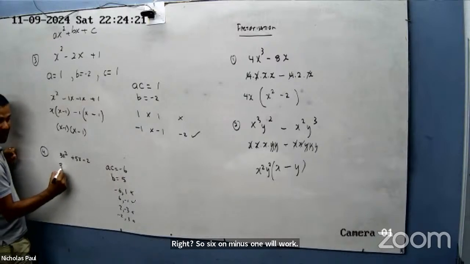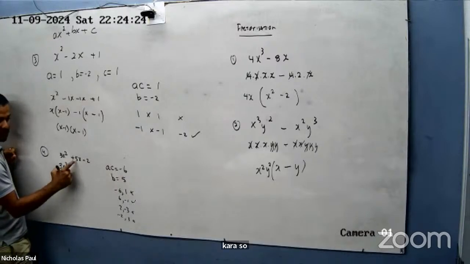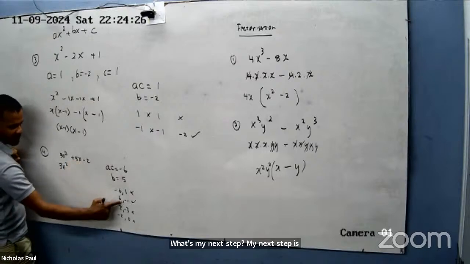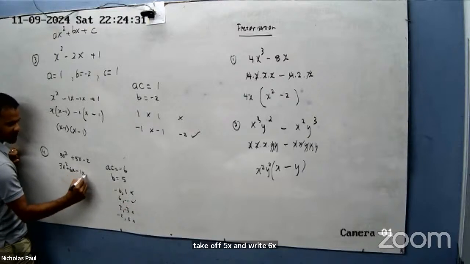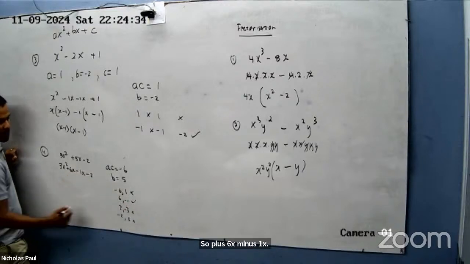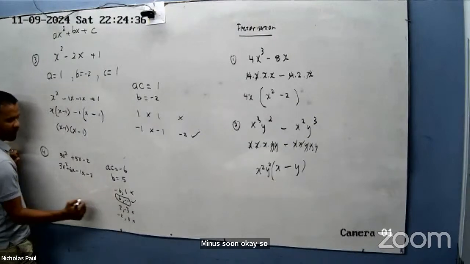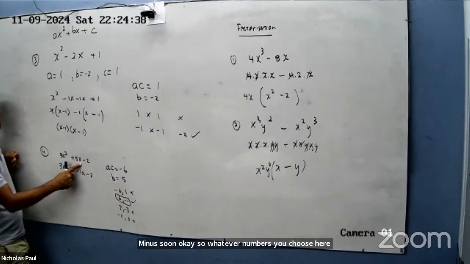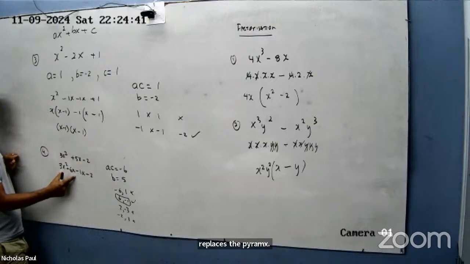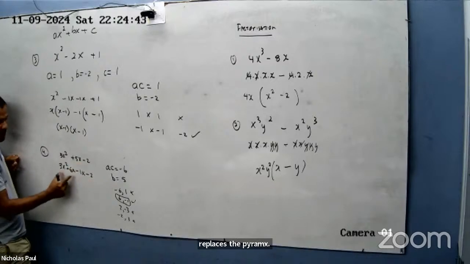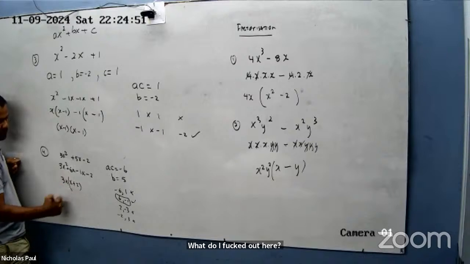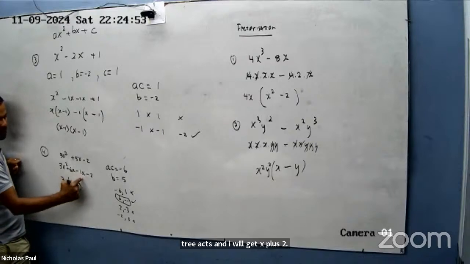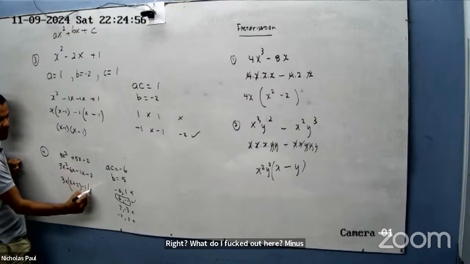So what's my next step? My next step is to take off 5x and write plus 6x minus 1x minus 2. So whatever numbers you choose here replace the 5x. And then you factorize first 2, last 2. What do I factor out here? 3x, and I will get x plus 2. What do I factor out here? -1. I'll get x plus 2.